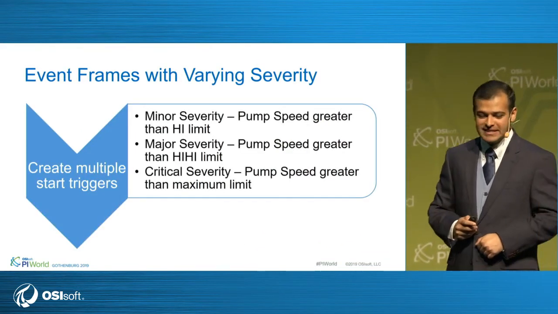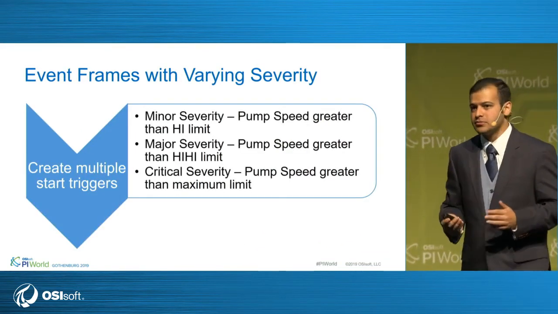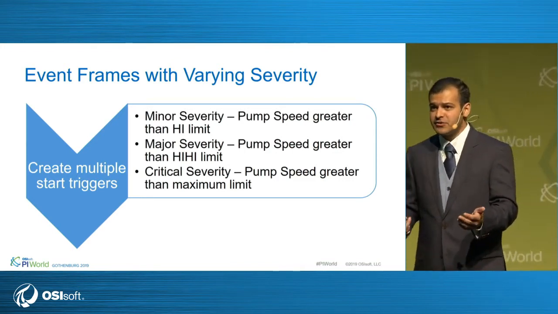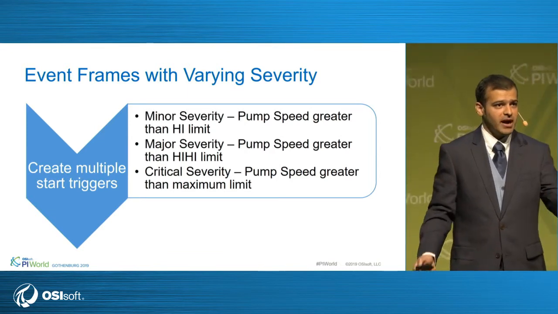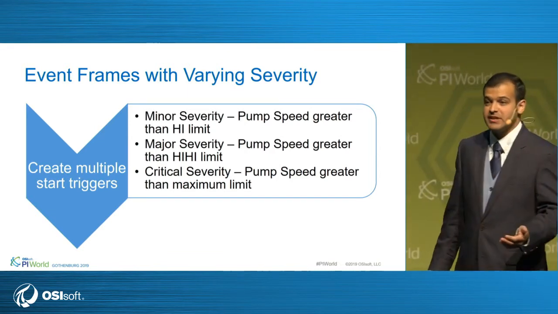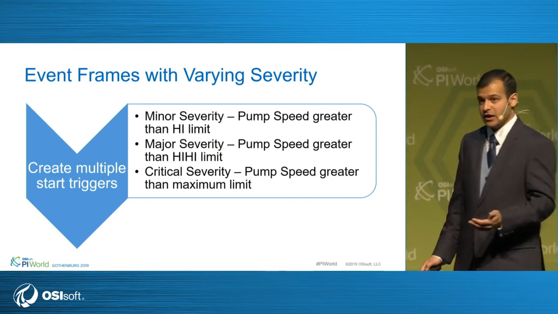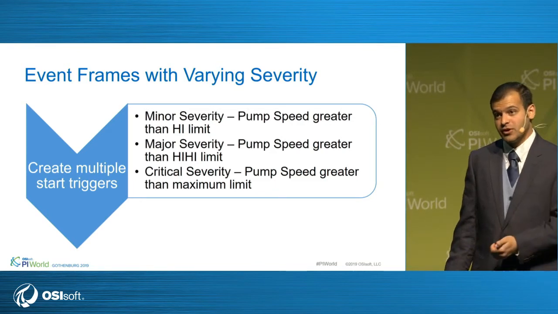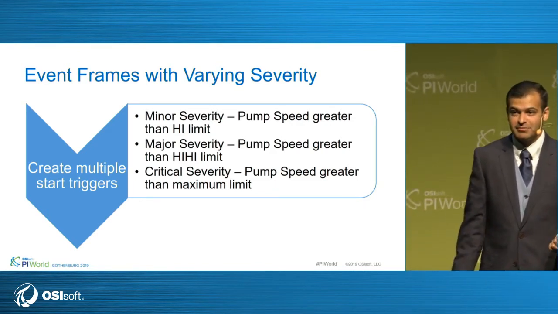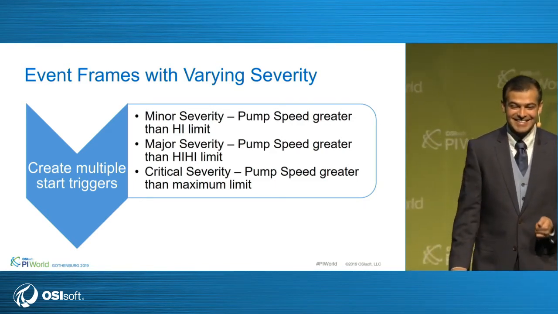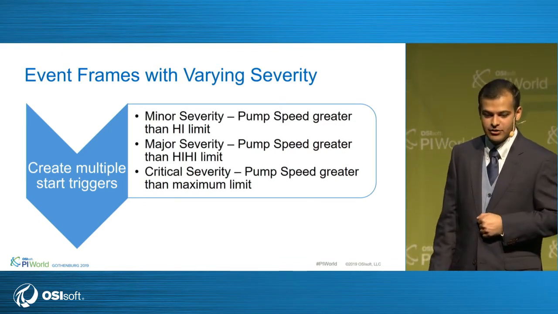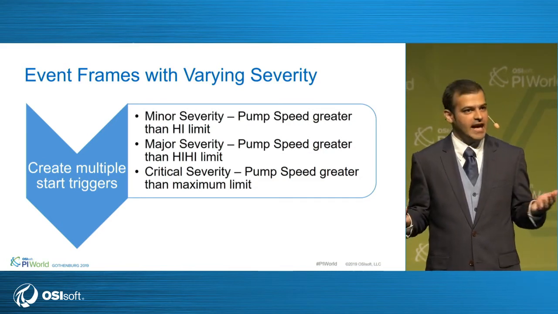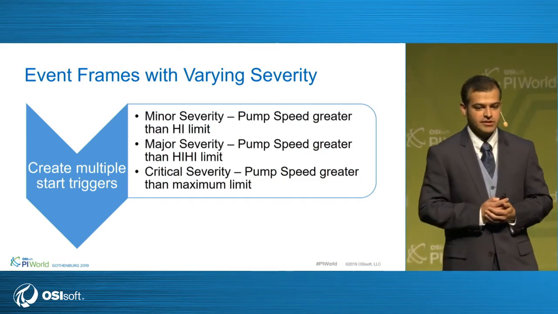So what are these minor, major, and critical? Some examples of that would be if your pump speed is greater than your high limit, that would be a minor event. If your pump speed is greater than your high-high limit, that could be something with a major severity. And if it's greater than your maximum limit, critical severity. Much better than my example of burning the whole plant down. So these are some of the examples that you could use for multiple start triggers. Obviously, you could have a different need, and it could also be addressed using this functionality.